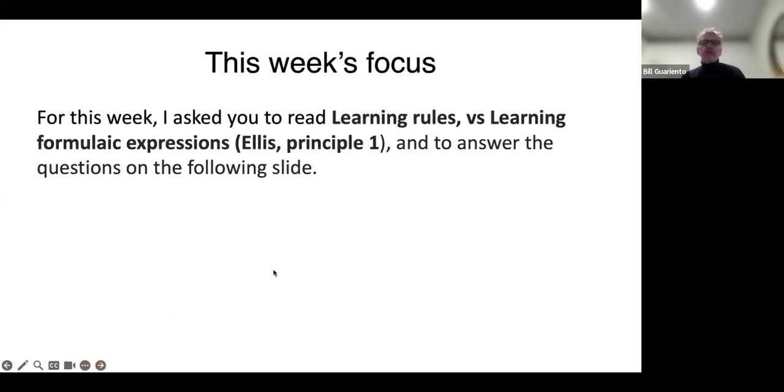And this week's focus, we're moving on to look at another one of Ellis's principles. Okay, you know that every week we're looking at a different principle which Ellis thinks is important in the language teaching classroom.